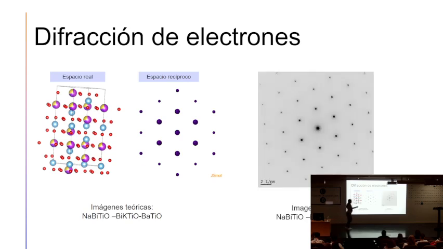Entonces, acá vemos un ejemplo de un material ferroeléctrico donde podemos obtener nuestro patrón de difracción y luego, comparándolo con los datos teóricos, podemos saber el tipo de simetría que tenemos, identificar el tipo de material, la estructura cristalina y la orientación a la que estamos observando. Pero no solo eso podemos hacer con la difracción.